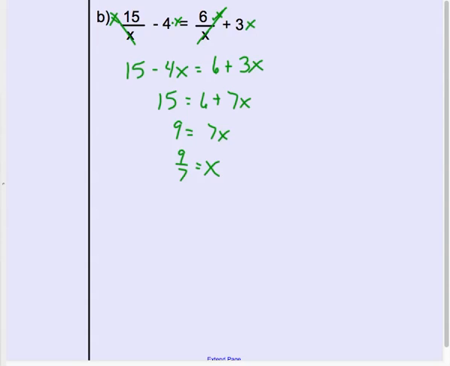Now this one will be a little bit more challenging to check if it works, but what we're really checking for is, does it make the denominator 0? Well, no. If we divide by 9/7, which was our denominator, it would not be 0, so it is not an extraneous solution.